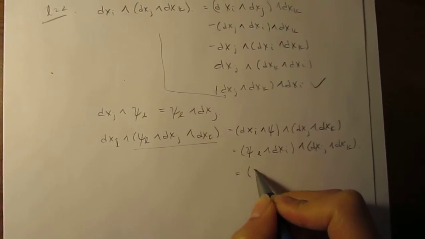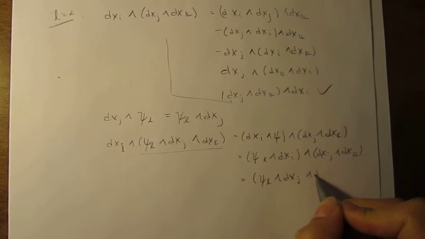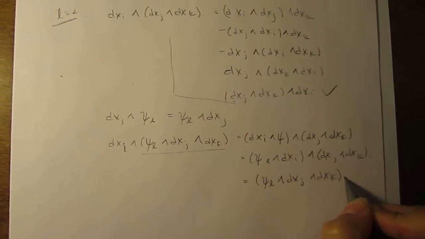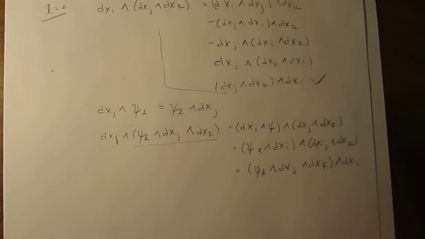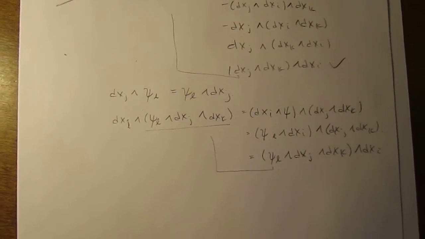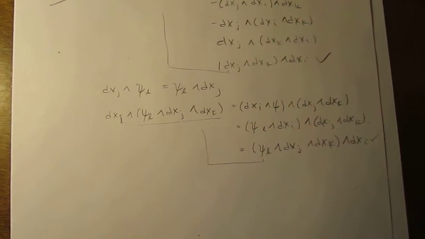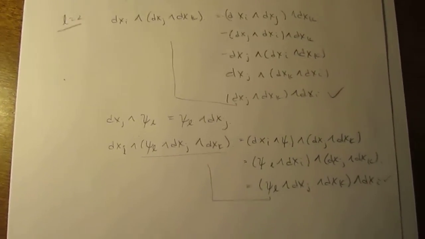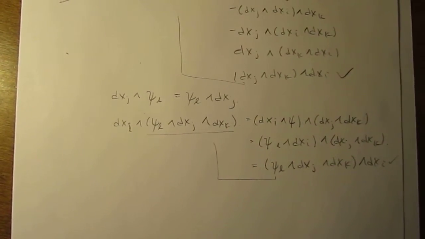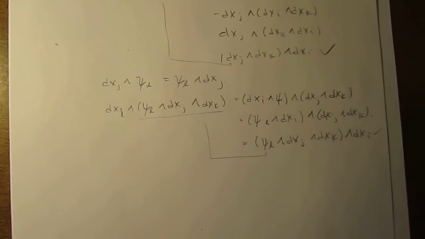This is equivalent to this by the associative law and also by our base case. Okay, so these two are wedged together in the opposite order and their signs are still the same. So we've proved that for the base case L equals 2, and if L is equal to some I that's even plus 2, it works.